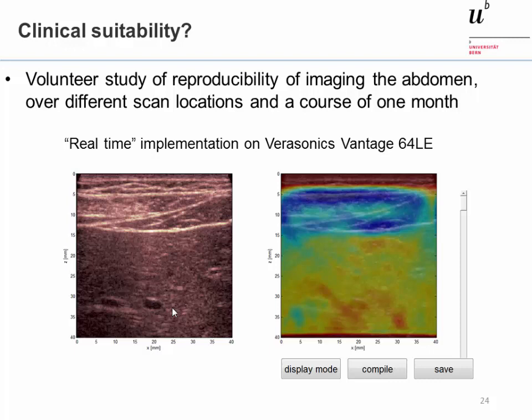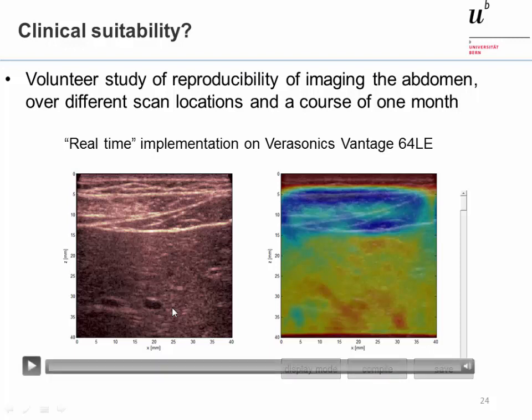And this is a typical movie of our real-time implementation on the Verasonics system. And it currently runs at a frame rate between 1 and 2 frames per second, depending on the resolution of the image. On the left side, you see the B-mode ultrasound, so you see the fat layer, the muscle layer, again a fat layer, and then the liver tissue. On the right side, you see the speed of sound color map superposed to the B-mode ultrasound image.